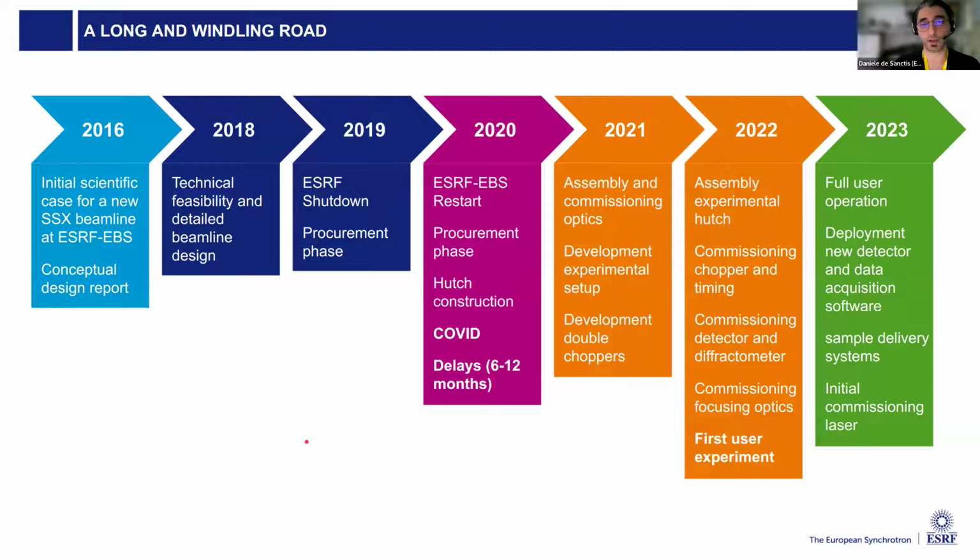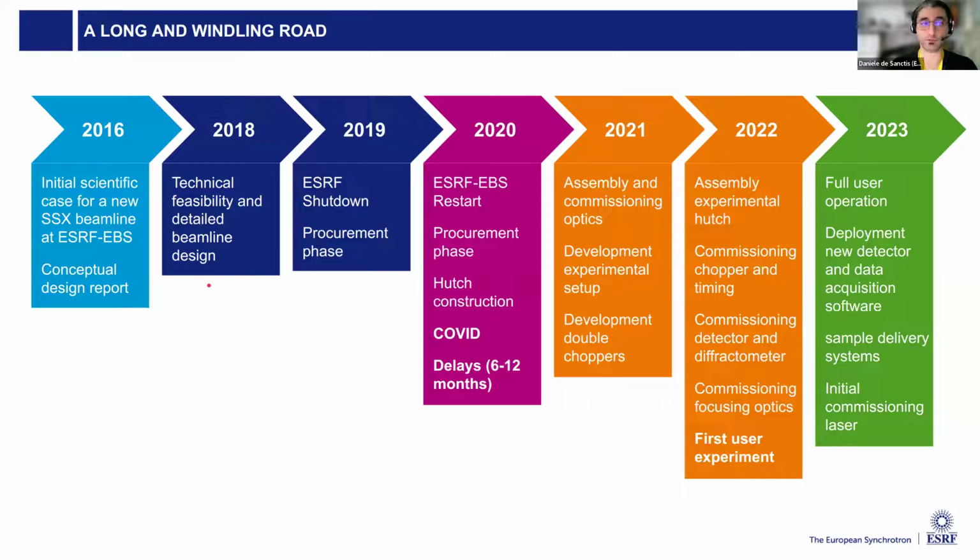So the origin of this ID29 upgrade project dates back almost, it's scary to say, about 10 years ago, because it was in 2016 that we had the first idea, and we started getting the first scientific cases to build a crystallography beamline that could fully profit from the characteristics of the new EBS machine. And it was at that time that we produced the first conceptual design report, outlining what kind of performance we were looking to have with the new beamline.